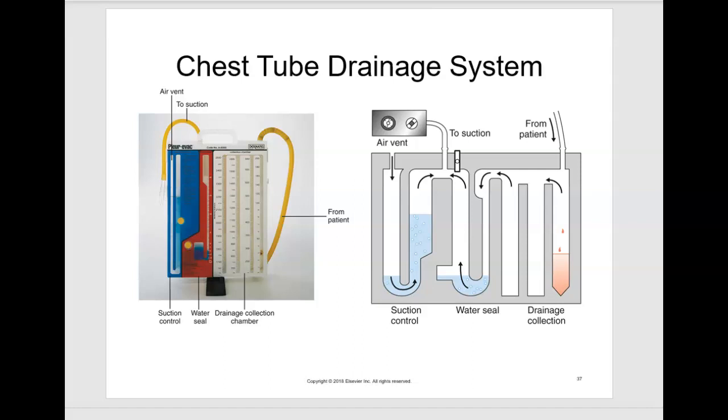We want to make sure there's no kinks or large loops in the tubing that provide a dependent area for fluid to accumulate. We want to avoid stripping the tubing, and if we notice a clot, you could do a gentle milking to try and move the clot down, where you would squeeze and then release, squeeze and release. But you wouldn't want to do a vigorous stripping or pulling on the tube because that can create negative pressure and could actually damage lung tissue.